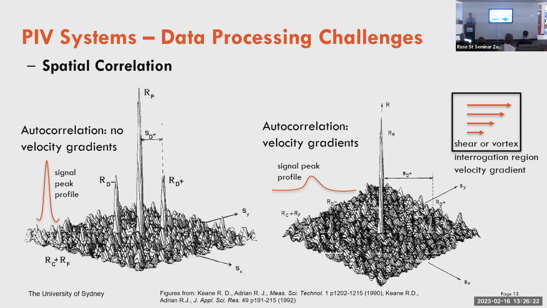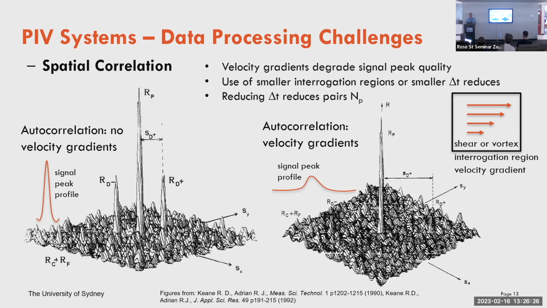Otherwise, you'll lose your signal. It just drops out. You don't get a signal anymore. So there was a lot of work trying to understand, well, can we do better with gradients? Ultimately it comes down to how many particle image pairs you've got, how big the particle images are, and what the spatial gradient is. And these were all the three things driving your result and your level of error.